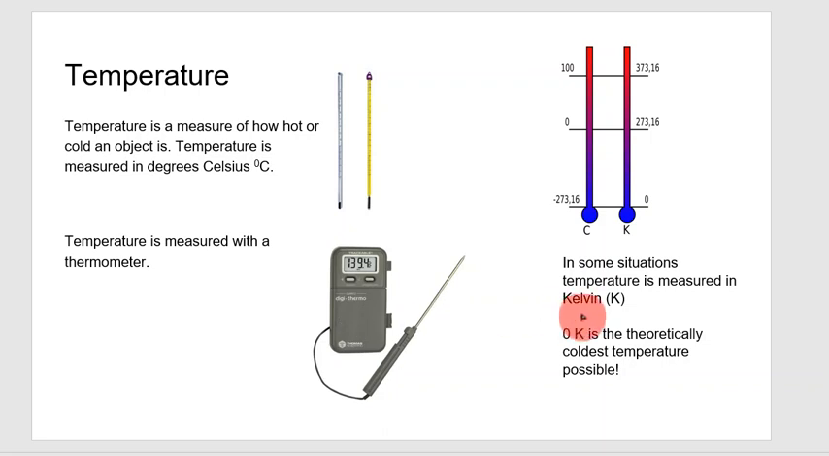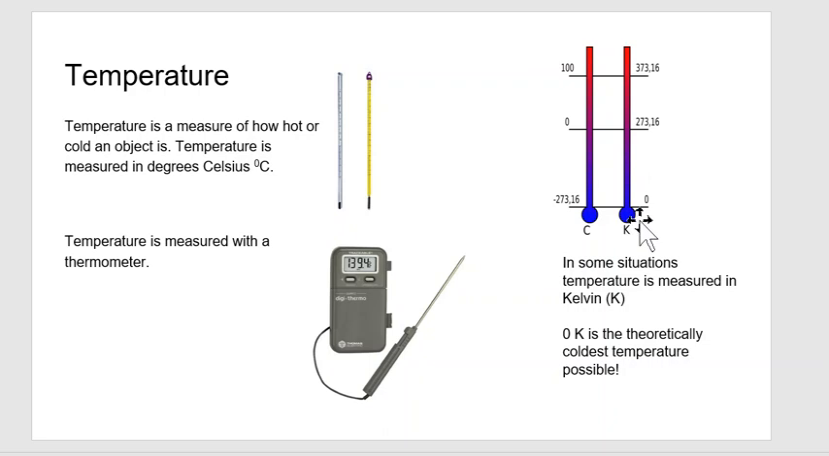Now, as I say, in some cases, instead of using the degrees Celsius scale, we can use the Kelvin scale. The unit of temperature is the Kelvin, and it has the letter K beside it. So 0 Kelvin is theoretically the coldest temperature possible. This here compares the two temperatures together.